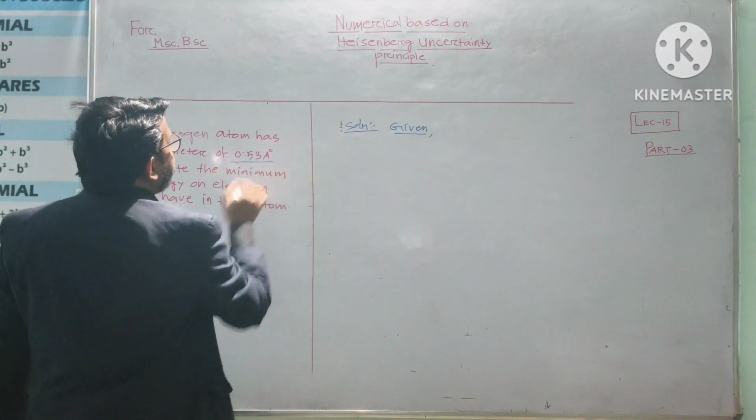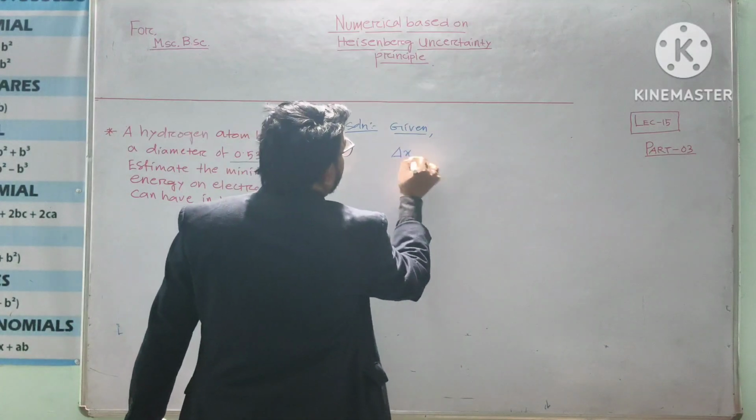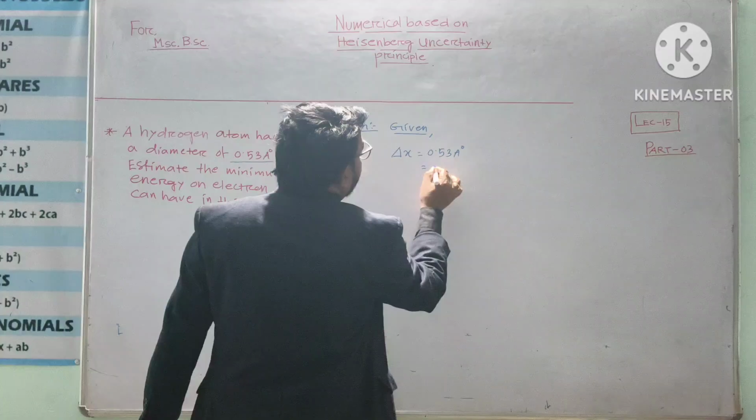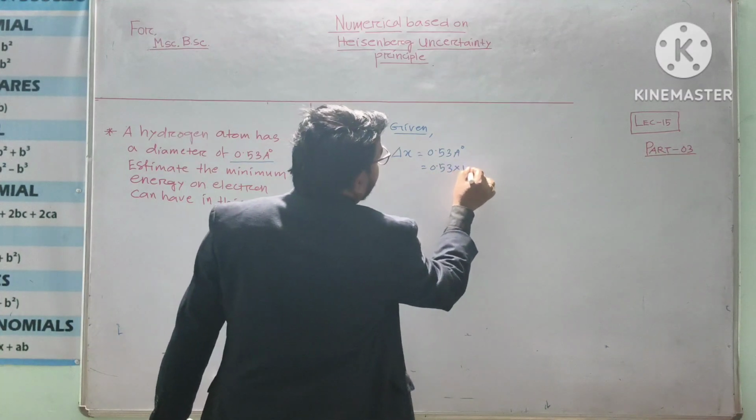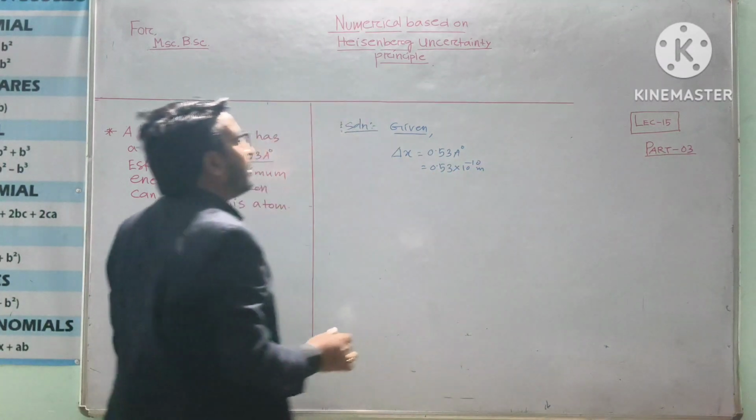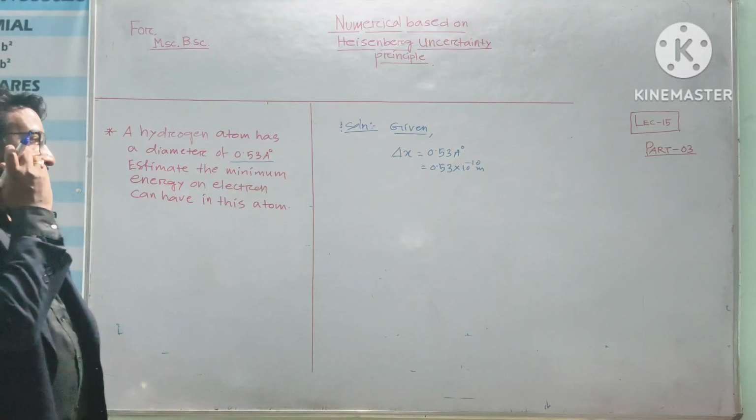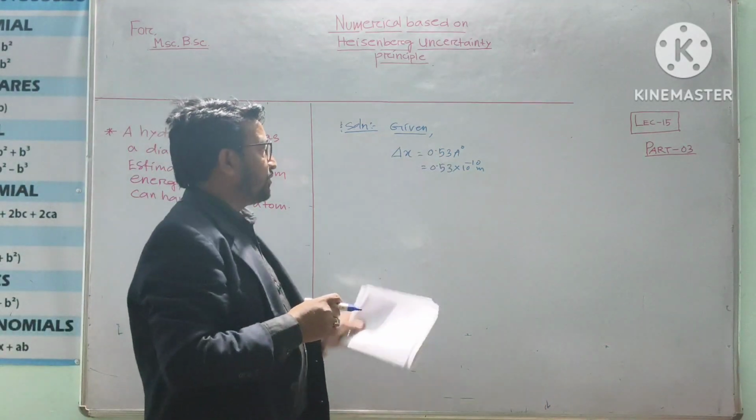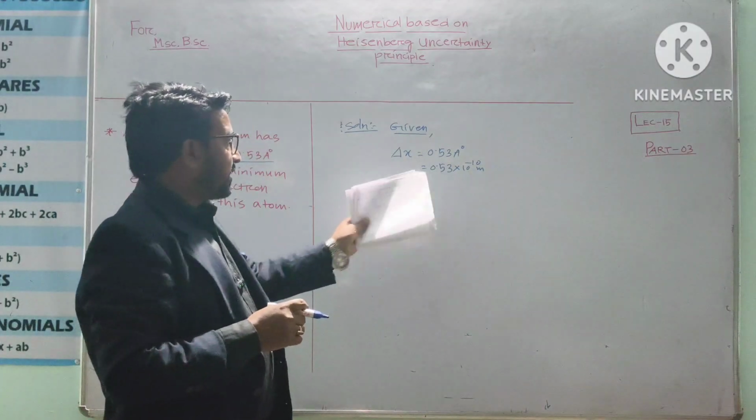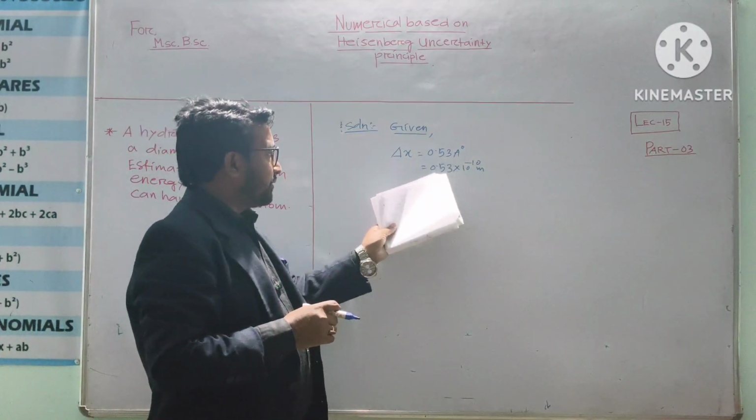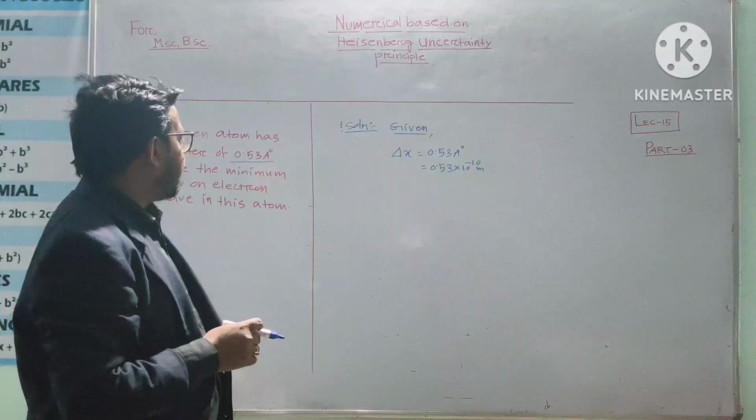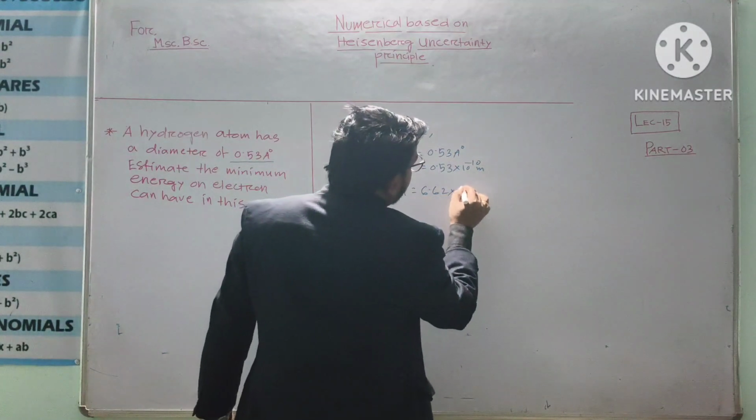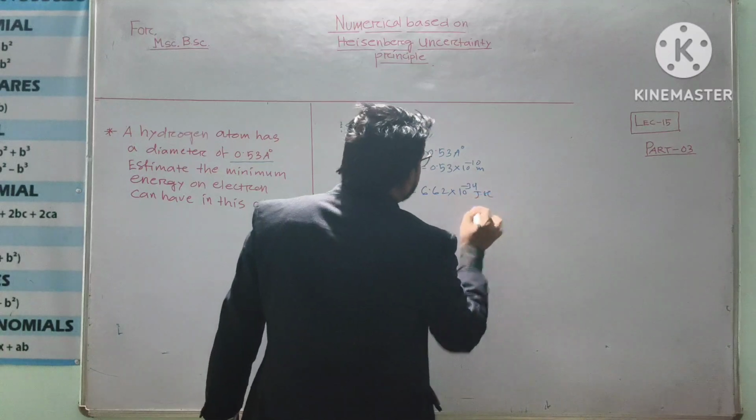This is the uncertainty in position, so delta x equals 0.53 angstrom, and this is equal to 0.53 × 10^-10 meter, because we know that angstrom is not an SI unit of length or distance, so it should be converted to the SI system. We know that 1 angstrom equals 10^-10 meters, so 0.53 angstrom equals 0.53 × 10^-10 meter. Also, Planck constant h equals 6.62 × 10^-34 joule second.